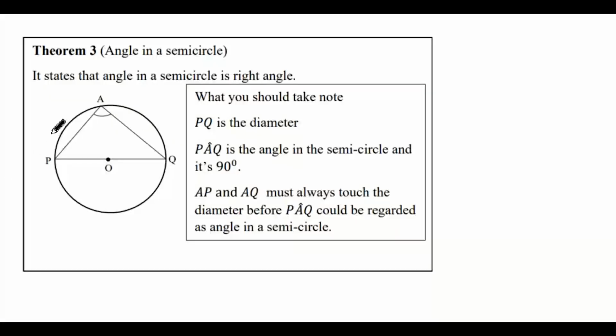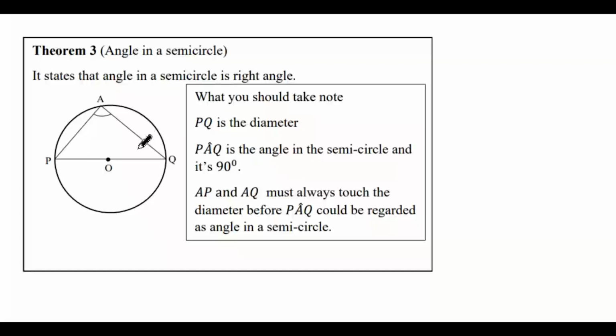The next one will be angle in a semicircle. Before you can have an angle in a semicircle, you should see the diameter and you should see the center, of course, and you need to be very careful. The angle that will be in a semicircle should come between the diameter, that is, it should come from the two ends of the diameter.